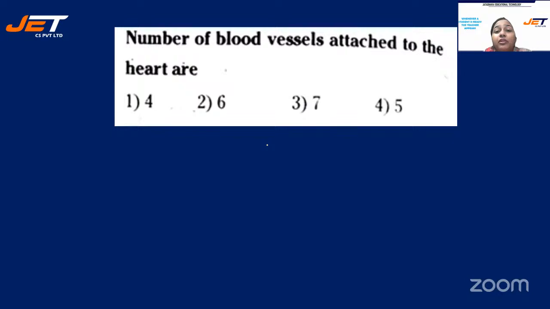Okay. Number of blood vessels attached to the heart are 4, 6, 7, or 5. What will be the correct one? The correct one will be option 2, 6. Okay? Not 6. There should be 5. My bad, students. The correct answer will be 5. Okay, this one. Option 4 is the right answer.